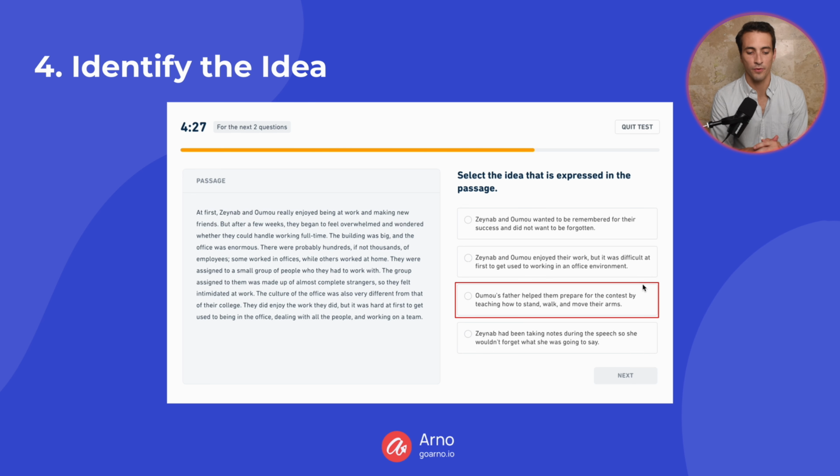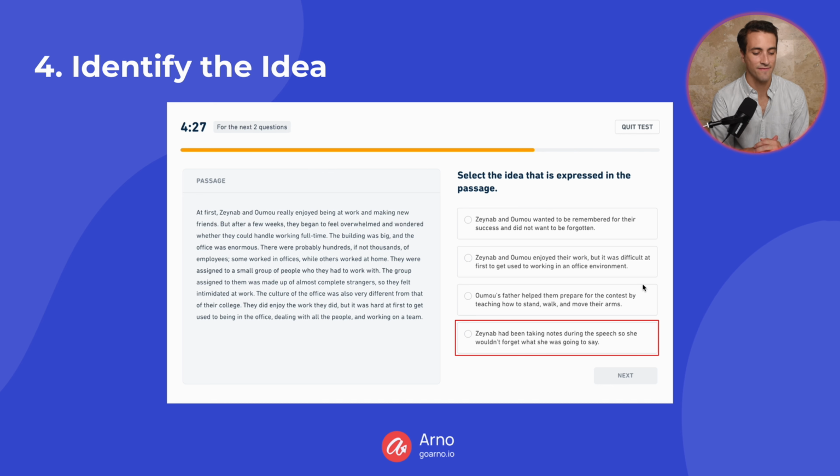Omu's father helped them prepare for the contest by teaching how to stand, walk, and move their arms. The key vocabulary there is father, contest, teaching, stand, walk, and move their arms. Does any of that vocabulary appear in the passage? No. That option clearly has nothing to do with what the passage talked about. We can confidently eliminate it.